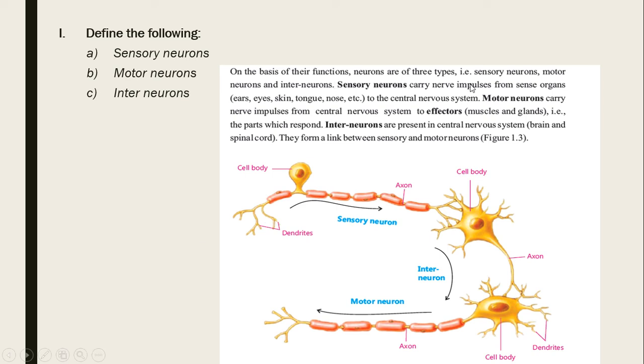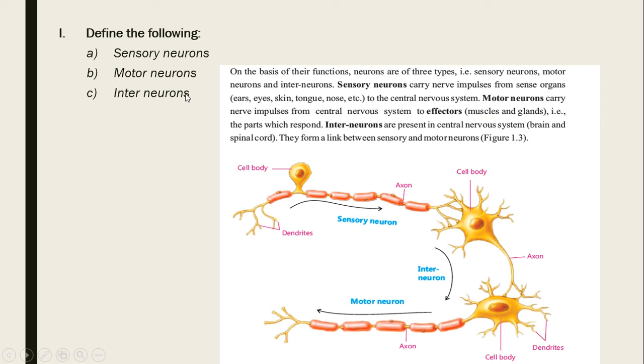Sensory neurons carry nerve impulses from the sense organs. What are the sense organs? Ears, eyes, skin, tongue, and nose. You have studied everything in detail. I am just mentioning here from where you have to choose the material to answer the particular question. So this is the definition of sensory neurons. The next, B part, is motor neurons. Motor neurons carry nerve impulses from the central nervous system to effectors. And what are effectors? You have to mention in brackets: muscles and glands. These are the parts which actually respond.